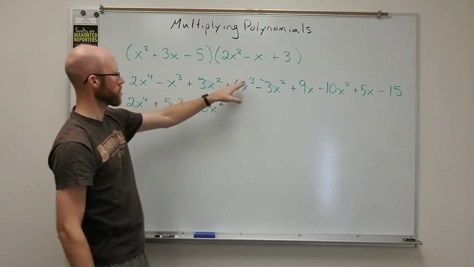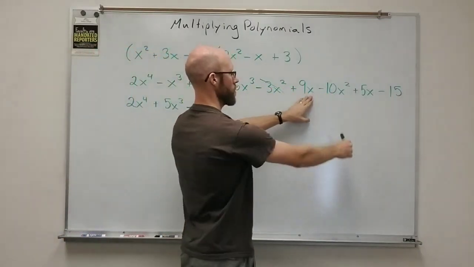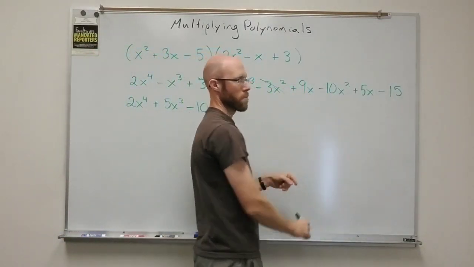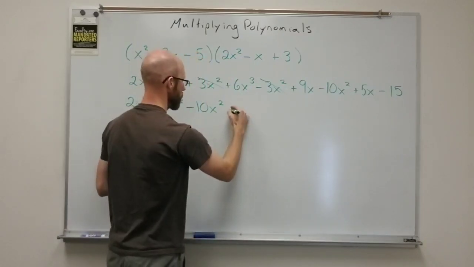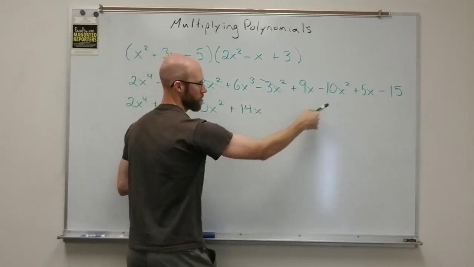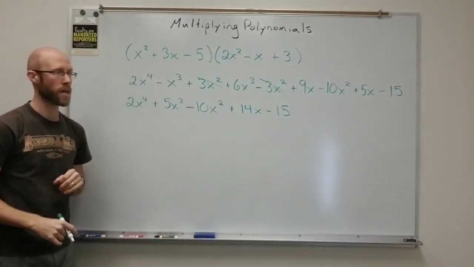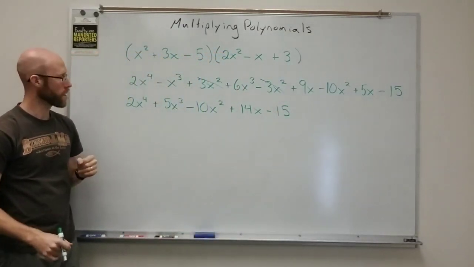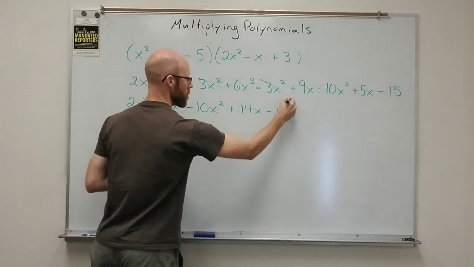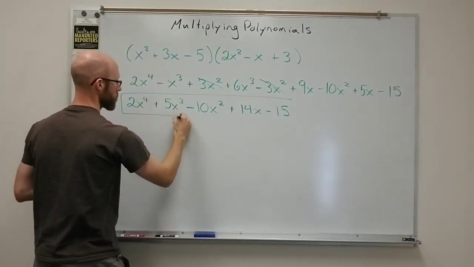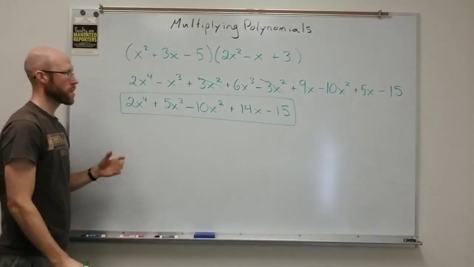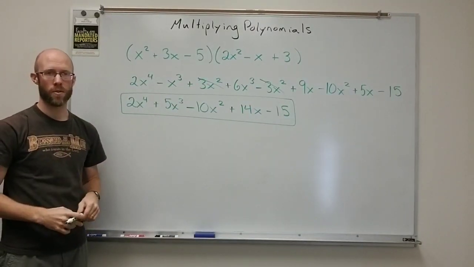So I have 2 x terms. That makes 14x. And finally, I have that minus 15 down on the end. Okay, that's everything that we need to combine those like terms. That takes care of everything. And so now we have a final answer.